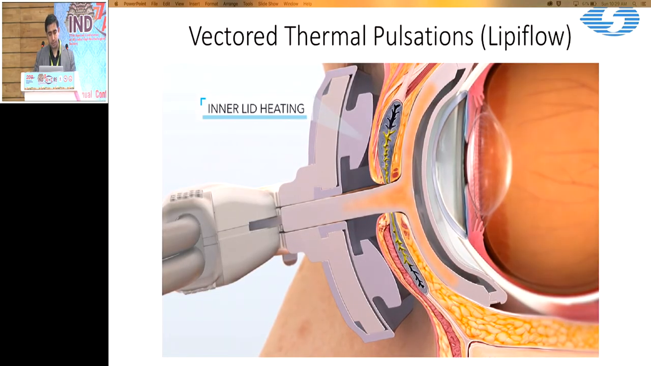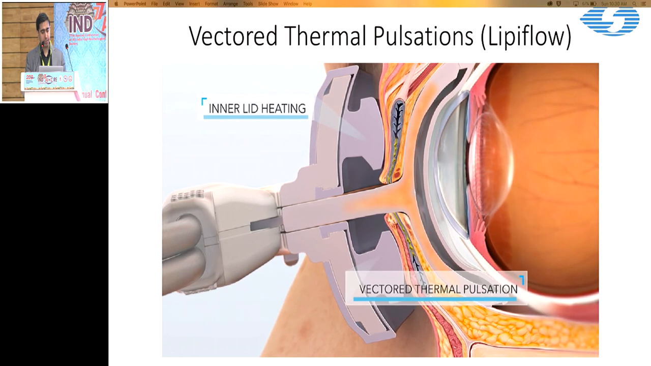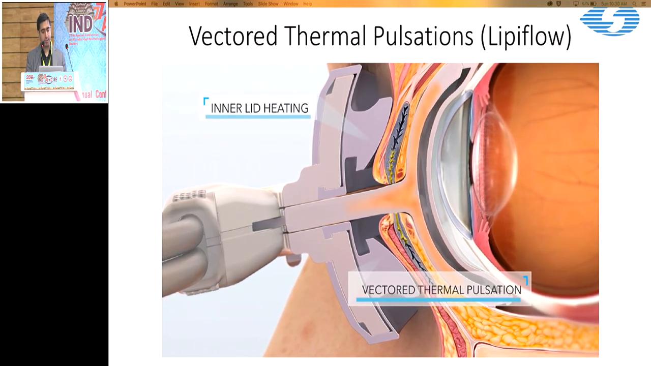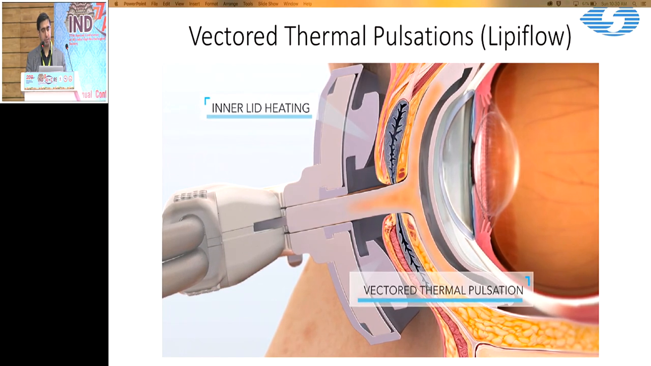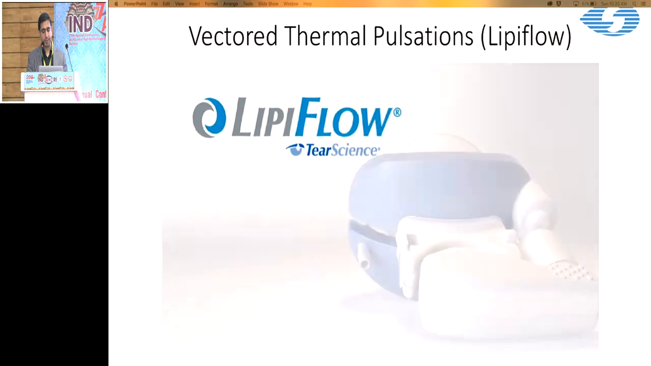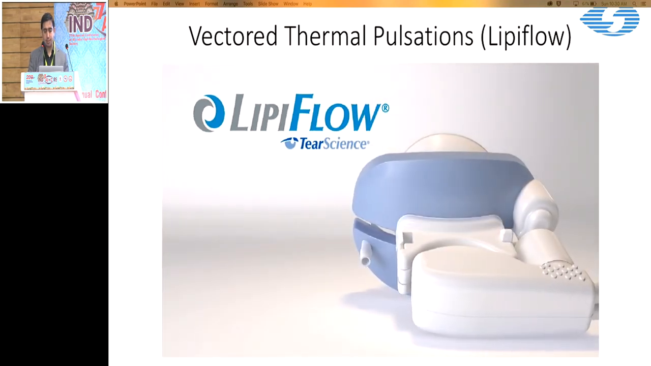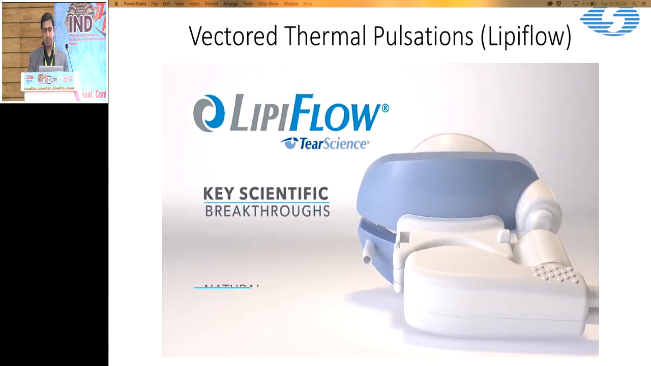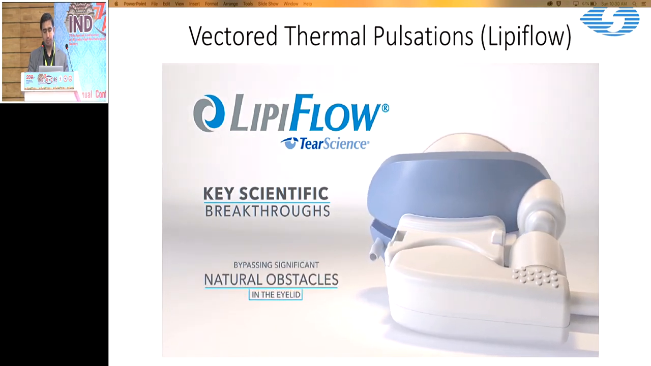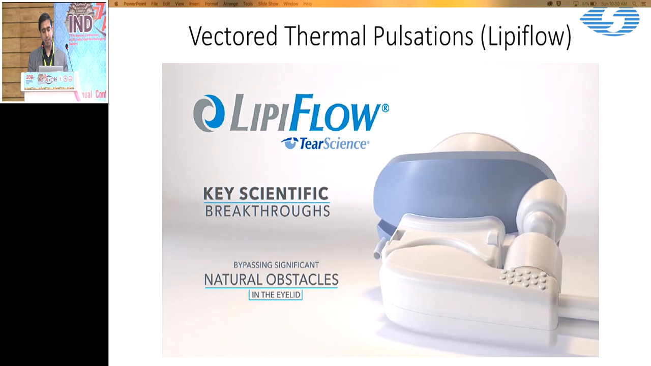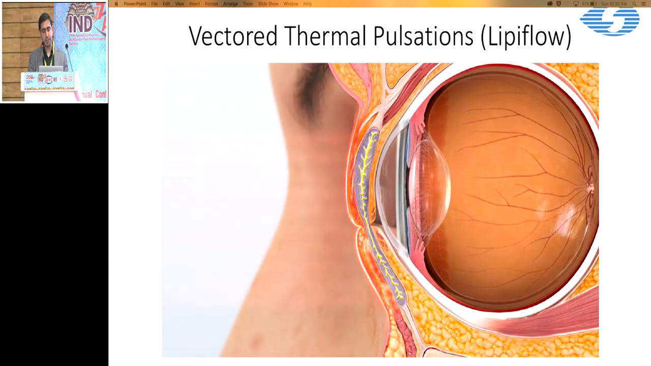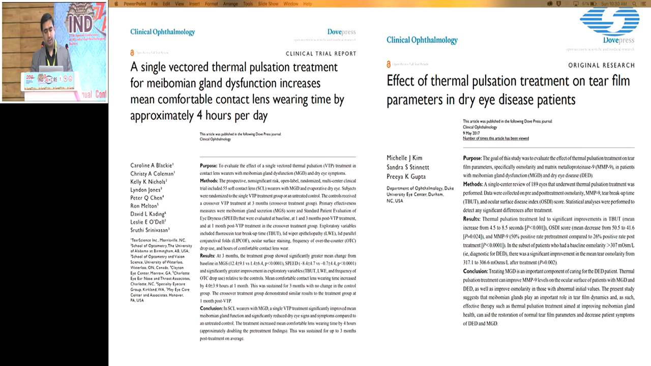This is just a video showing how the vectored thermal pulsation works. So the conformer goes inside the eye. This is the device actually giving the massage. It heats up to 42 degrees Celsius, and the external portion of the shell containing heating elements warms to about 108 degrees Fahrenheit. So what this does is it massages the lid, expresses out the meibum at the same time as giving about 42 degrees Celsius of heat.